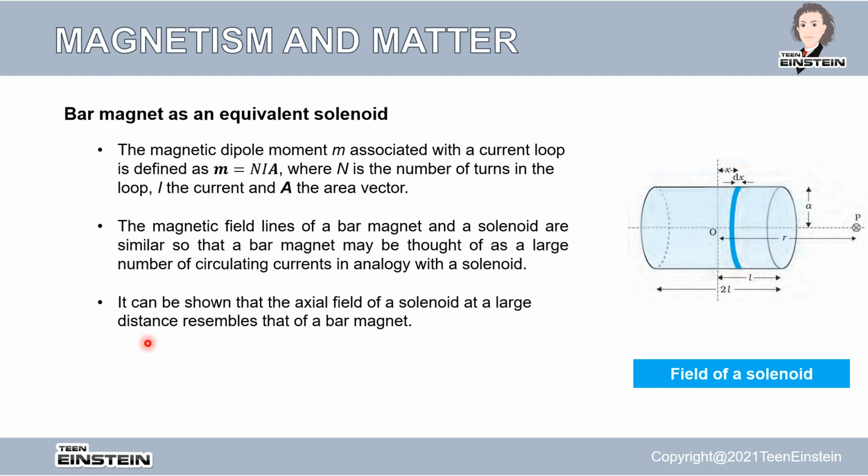It can be shown that the axial field of a solenoid at a large distance resembles that of a bar magnet. So you have a solenoid, and the axial field means the field on the axis of the solenoid. If you go to greater distances, that means r is much greater than l, then you get a field similar to a bar magnet. What they are implying is, when you have a bar magnet and when you have a solenoid, the field looks exactly the same at a distance.